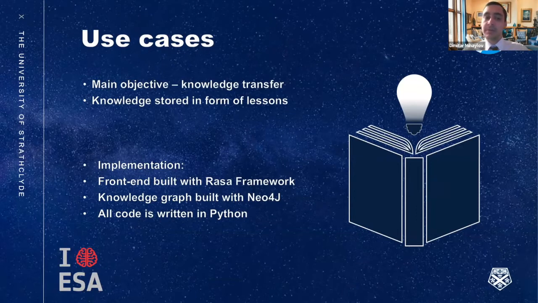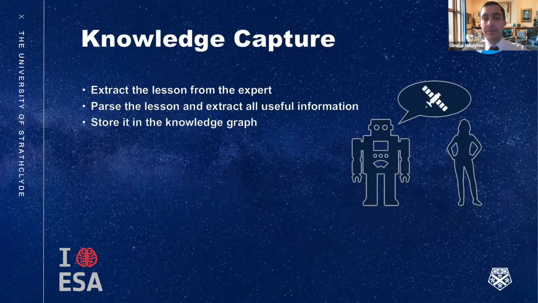So our main objective for the chatbot that we created is knowledge transfer between experts and non-experts. And usually the knowledge is stored in the form of lessons. In terms of the implementation, we have the front end, which is built with Rasa. The knowledge graph where we store all the lessons is built with Neo4j, and all the code is written in Python.